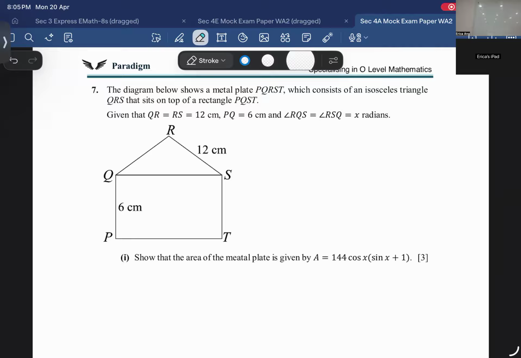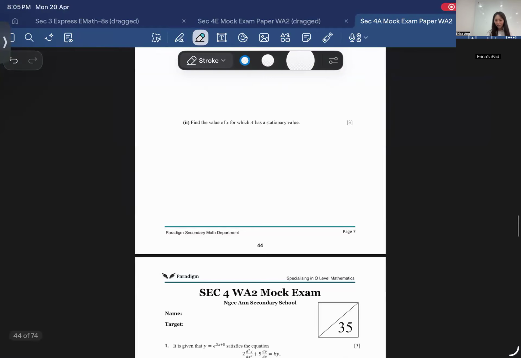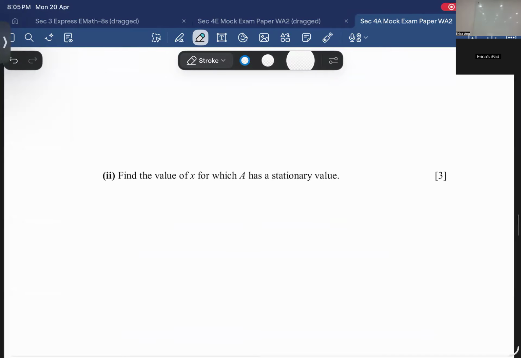We don't show first, we solve first, can or not? Okay, we solve first. So this one: find the value of x where A has a stationary point. How can we solve? Because they already say this is A. This one don't need, you can stop here. This is A. You want to cancel away so that we know that we don't need to do that.